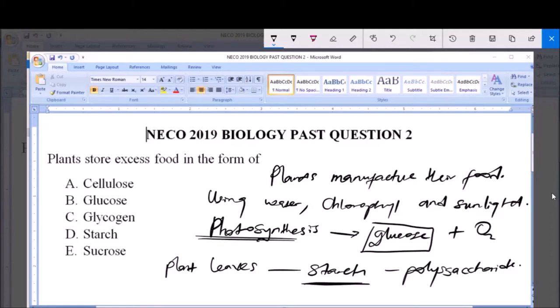And that is option D. Now, glycogen is stored in animals, not plants, so it is not correct. And glucose is the food produced. But they say the food was stored, that is, plants store excess food in the form of starch. So starch is the correct answer to this question, which is option D.